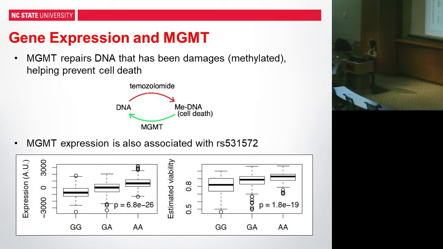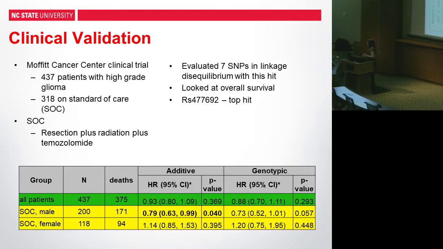MGMT is a repair enzyme. It actually repairs methylated cells. So basically it will repair cells as the chemo is trying to kill them. Then we associated that SNP with viability, and you see the pattern you would expect: as you have increased expression of a repair enzyme, you have increased viability because you don't get as much cell death.